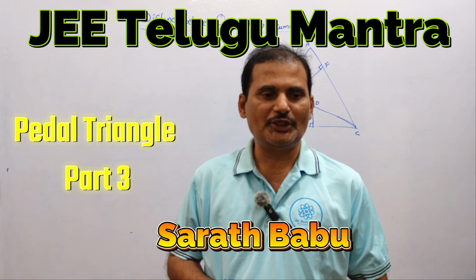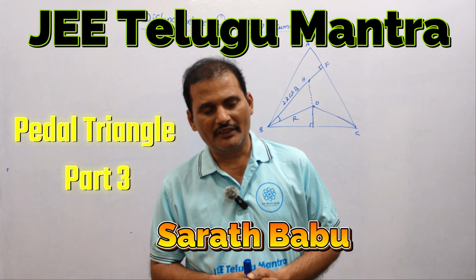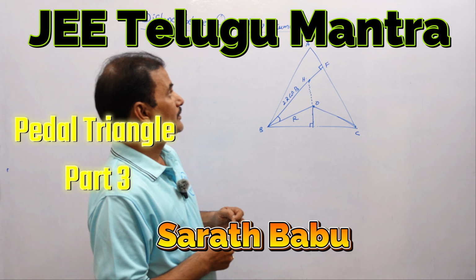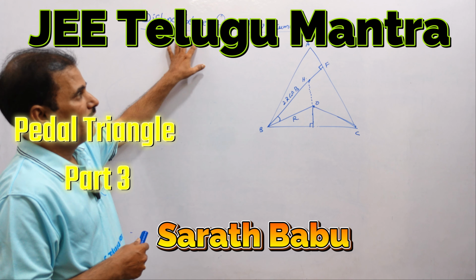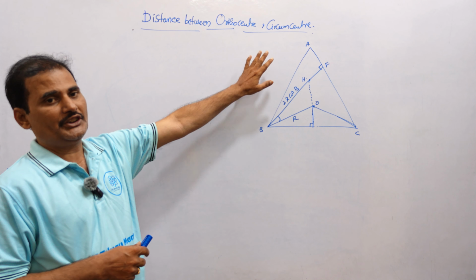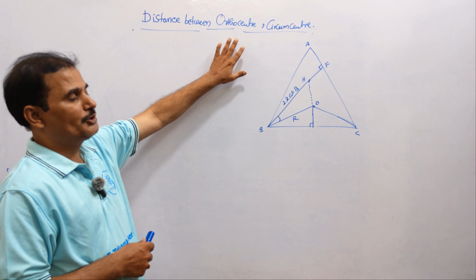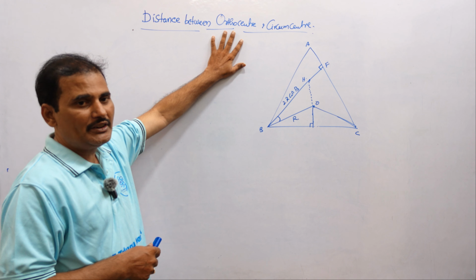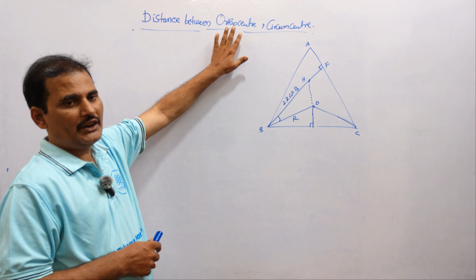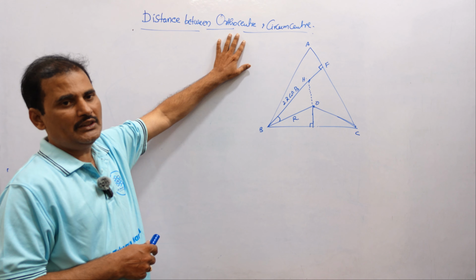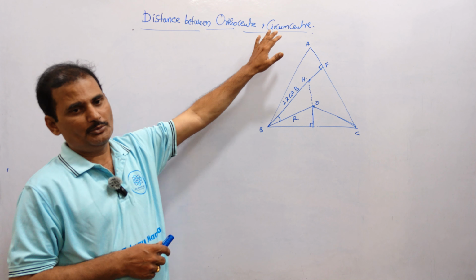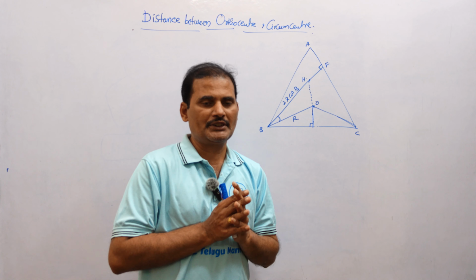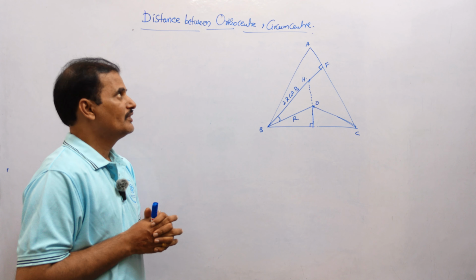Yes, welcome to JEE Telugu Mantra. A third video regarding pedal triangle, that is the distance between orthocenter and circumcenter. Distance between orthocenter and circumcenter. What is meant by orthocenter? The point of concurrence of altitudes is called the orthocenter. What is circumcenter? The point of concurrence of perpendicular bisectors is called the circumcenter.